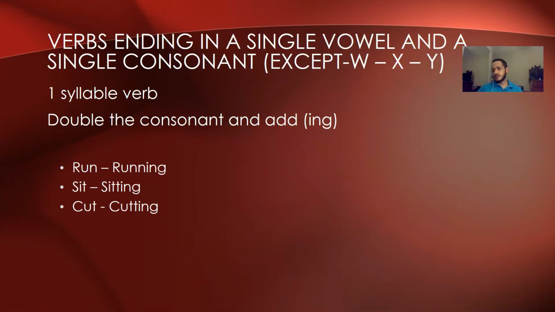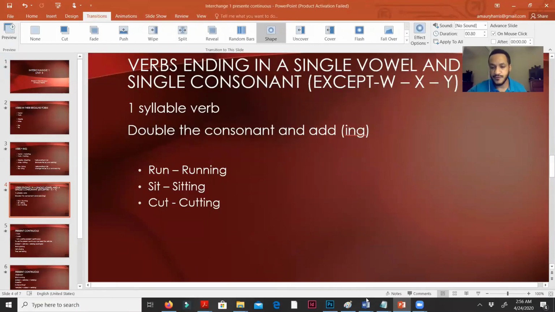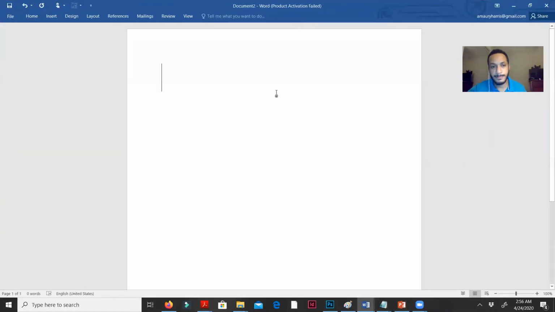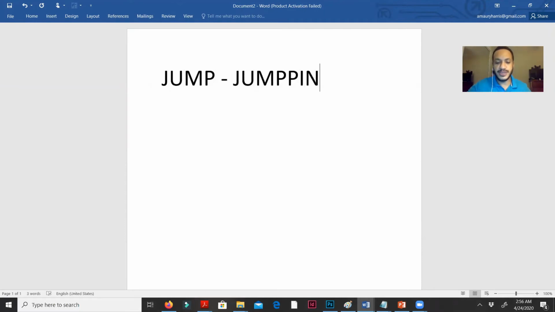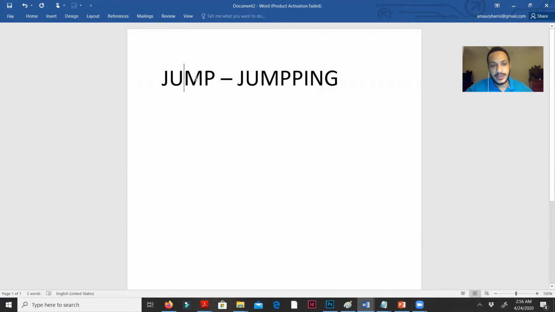So you would say, teacher, but jump is one syllable. It's true, jump is one syllable. And I will give you the example right now. Look, we go here and you write jump, right? You say, oh, but it's jumping with double P. And no, man, that's incorrect. Why is it incorrect? Because if you notice here, we have two consonants and you need one vowel and one consonant at the end of the verb.